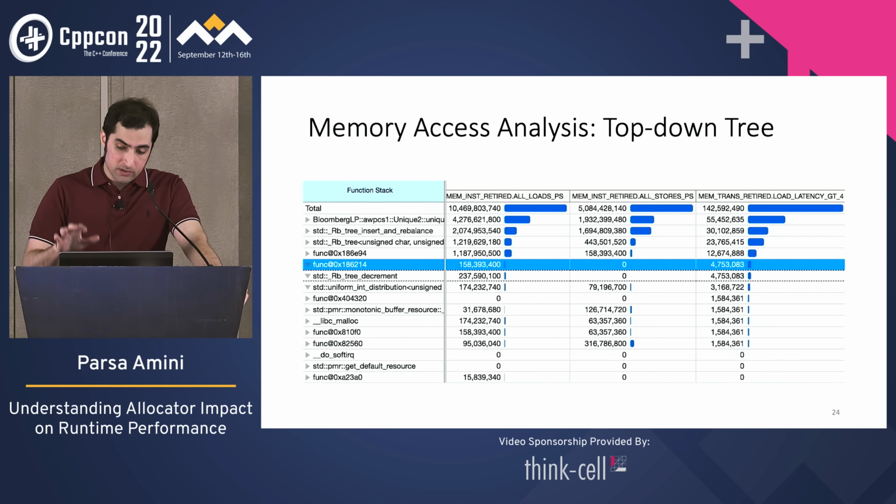VTune is a profiler, which means for us that you can, for instance, in this top-down tree, see what function was the hotspot for memory load and store operations. And you could also do the same for the most expensive, say, assembly instruction. This is a screenshot. If that blue band is distracting you, it's not important.